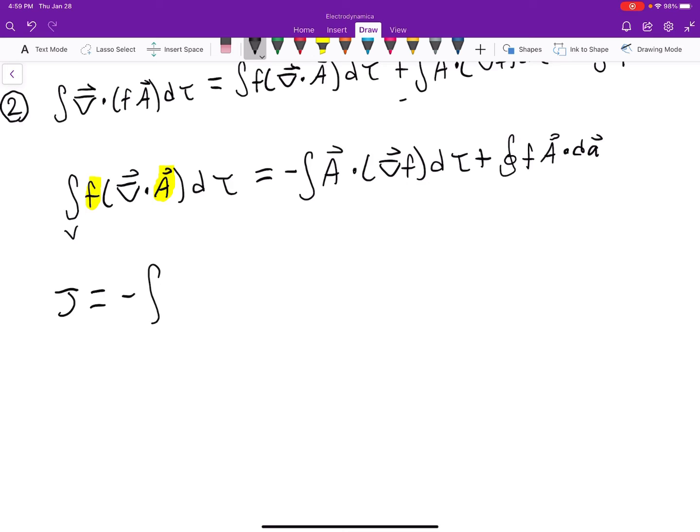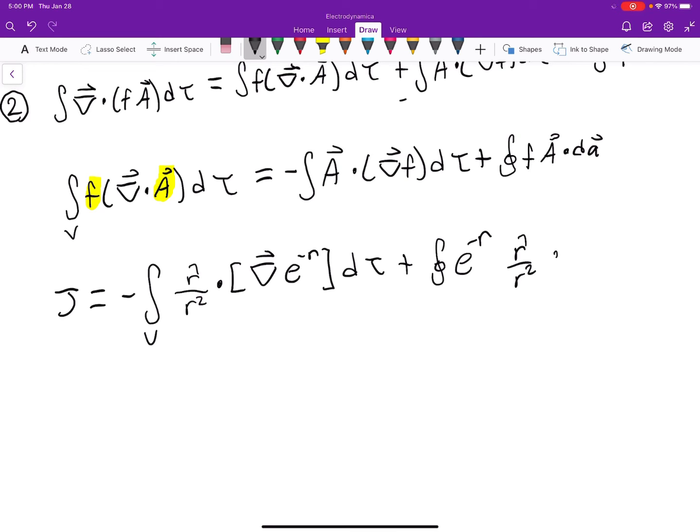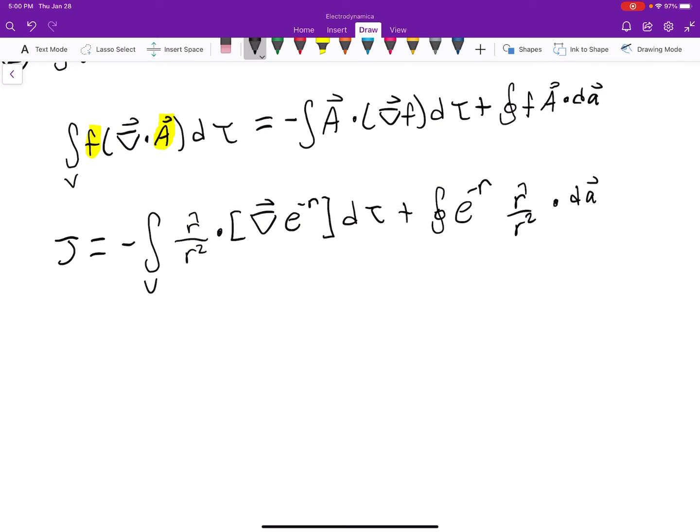And we get negative the integral over some volume, R hat over R squared, and then we're going to dot that with the gradient of e to the minus r d tau. And then we have our closed surface integral here, e to the minus r hat over r squared times dA. And this is just minus e to the minus r hat. Okay?